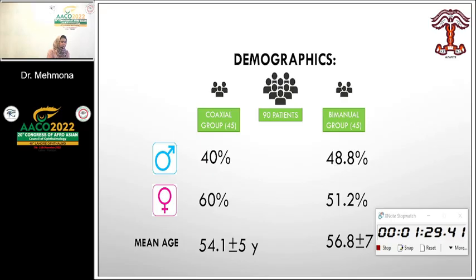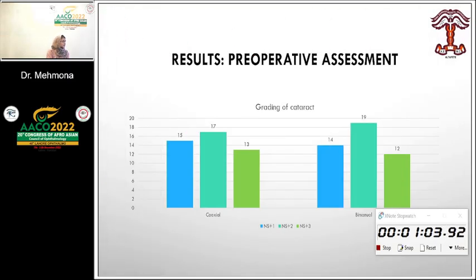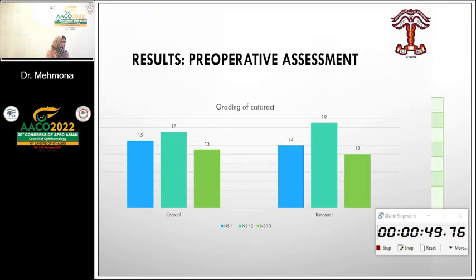Demographic data: a total of 90 patients were included, divided into 2 groups, 45 for coaxial and 45 for bimanual. In order to reduce the incidence of confounders, we selected patients with nearly equal percentages of males and females in each group, and the mean age was 54 in the coaxial group and 56.8 in the other. The preoperative assessment parameter I discussed is the grading of cataract, and you can see that in both groups the majority of patients had NS plus 2 grade.